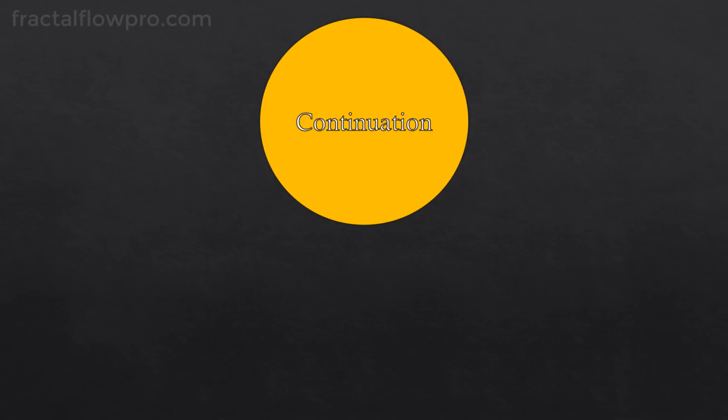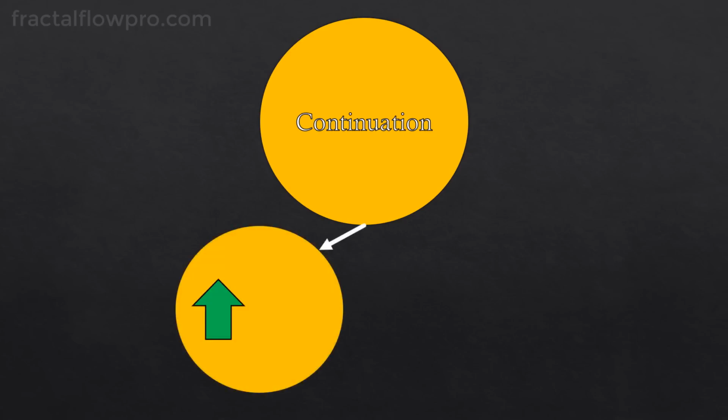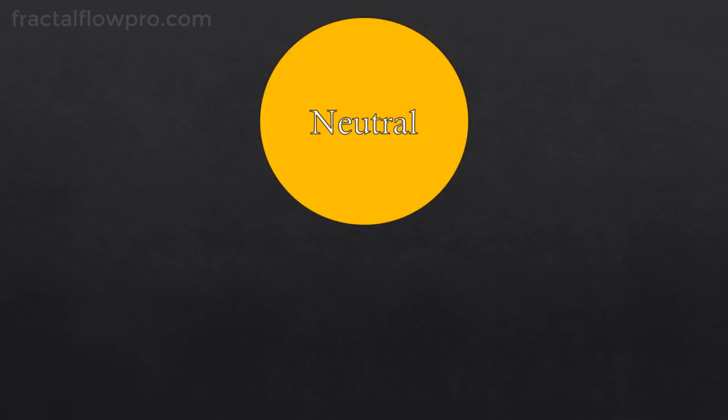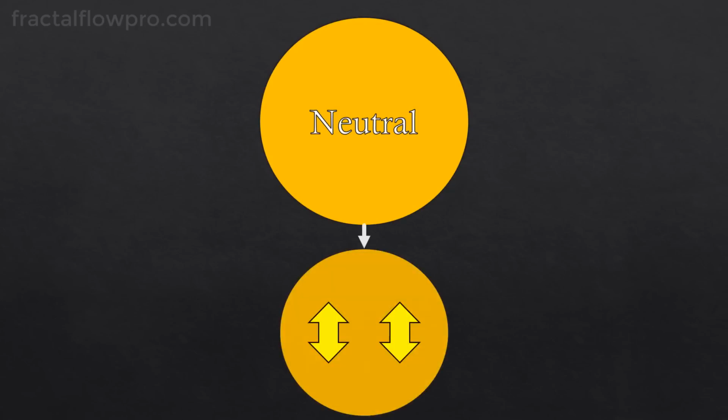The continuation chart pattern indicates that price will resume its current direction after the pattern. For example, if price is going up and a continuation chart pattern appears, it means that price will continue going up after the pattern. By the same token, if price is going down and a continuation chart pattern appears, it indicates that price will continue going down after the pattern. At last, we have the neutral chart pattern classification, which means that price can either go up or down depending where price breaks out of the pattern.